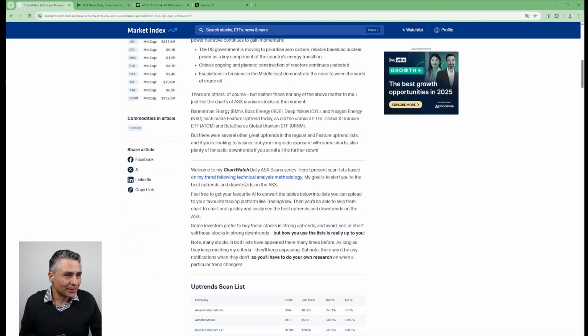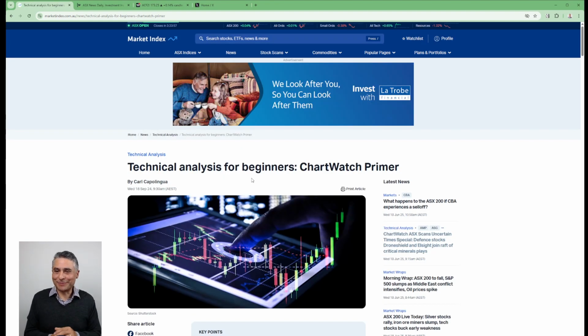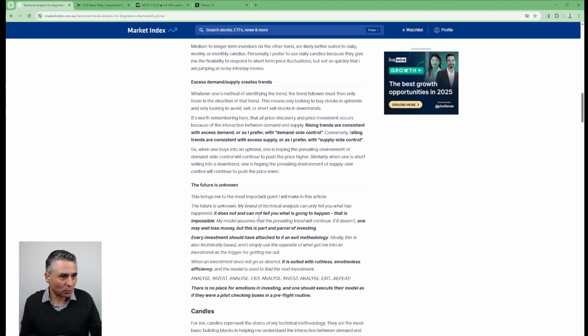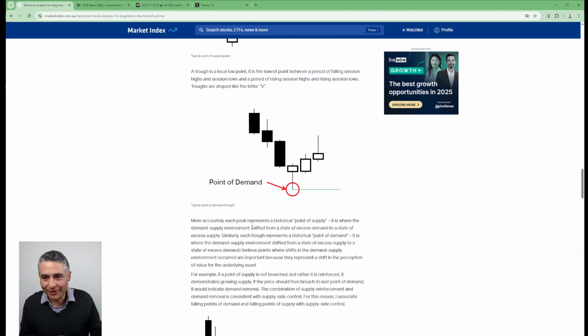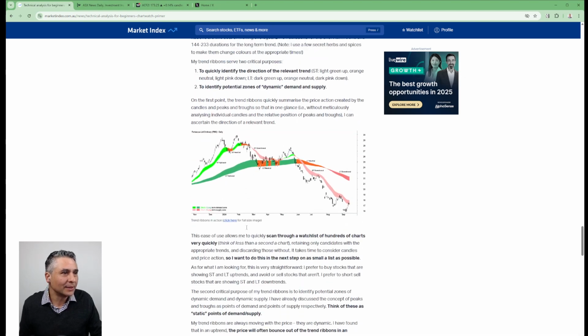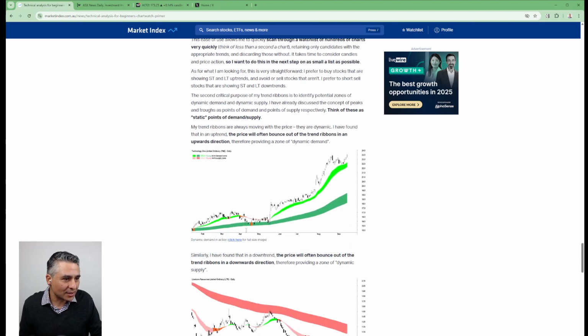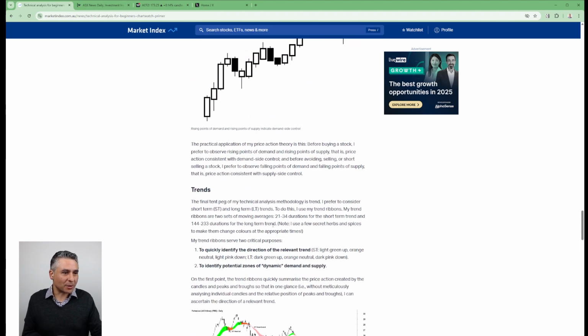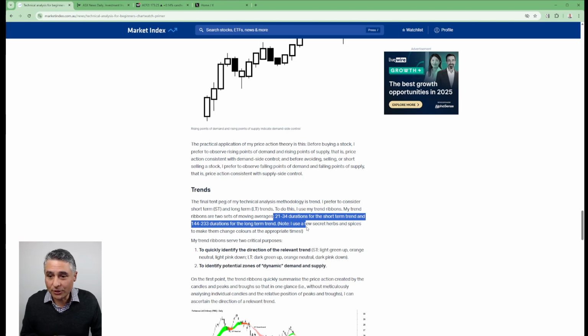Go to the bottom. Where does that get me? There you go. That gets me to where I wanted to go, which is the Technical Analysis for Beginners ChartWatch primer. So the basics of everything I do and quite a detailed explanation of how the model works. And no doubt somewhere in here, if I scroll down far enough, will be the trend ribbons and their denominations. I could go Control F, but I promise there you are. Just to prove to you, I have no secrets, only stuff to share.